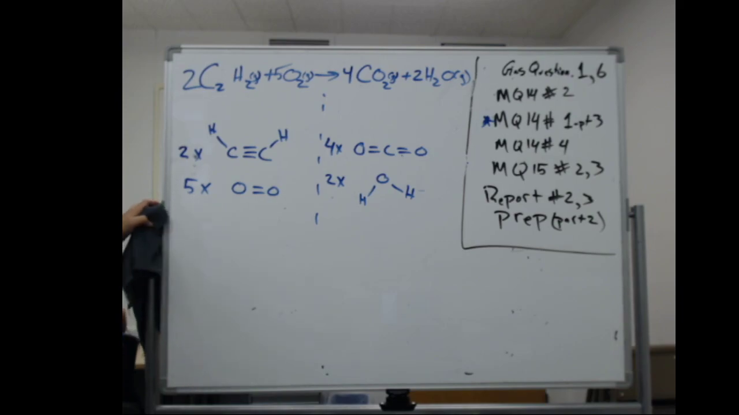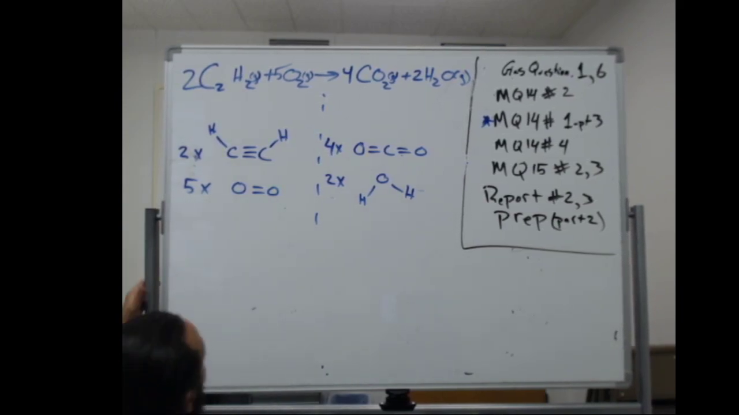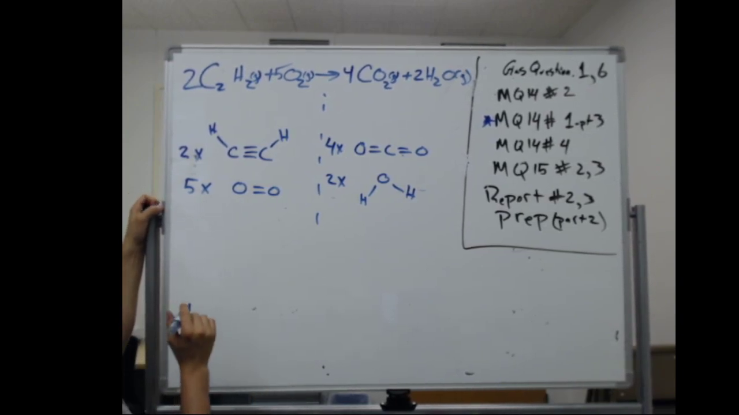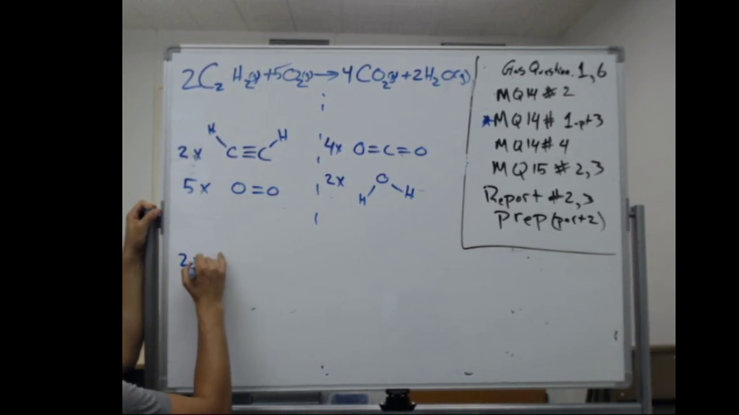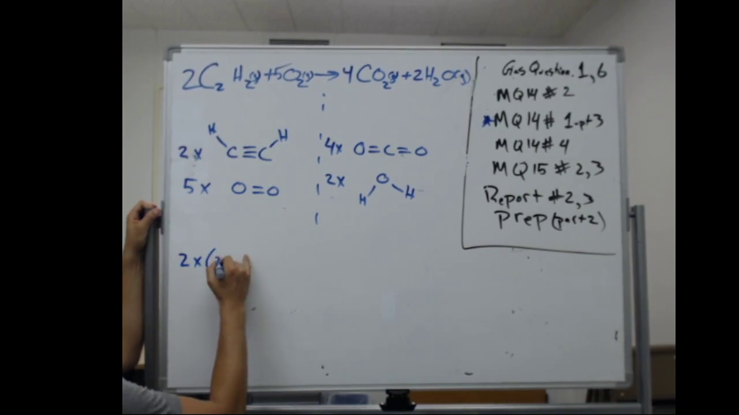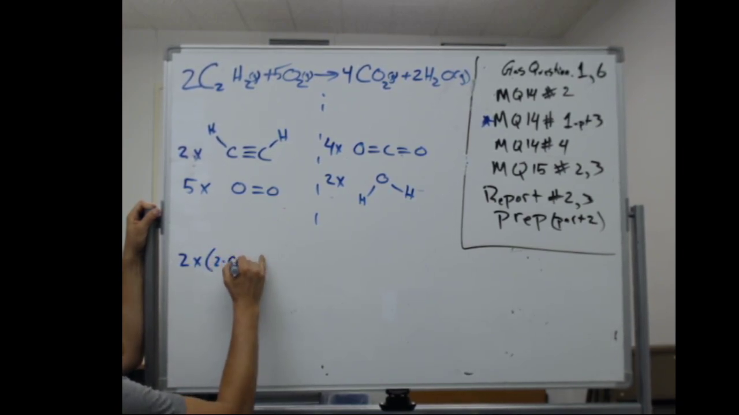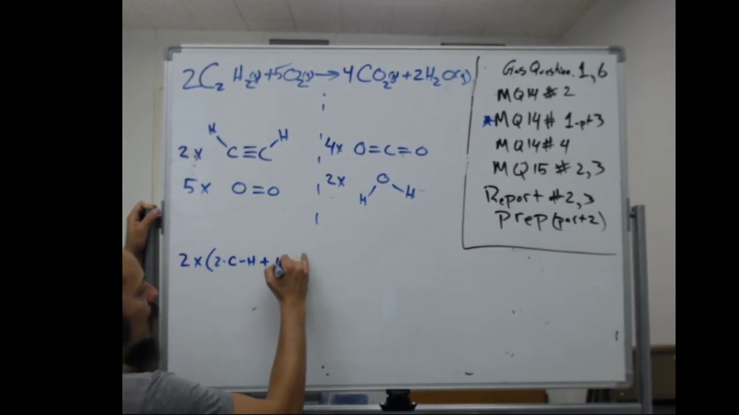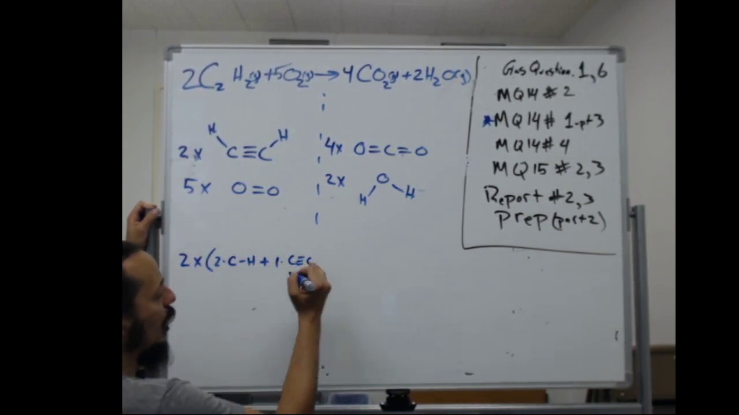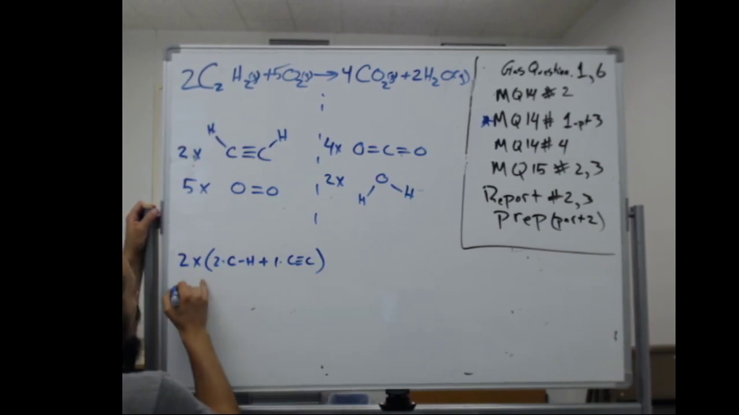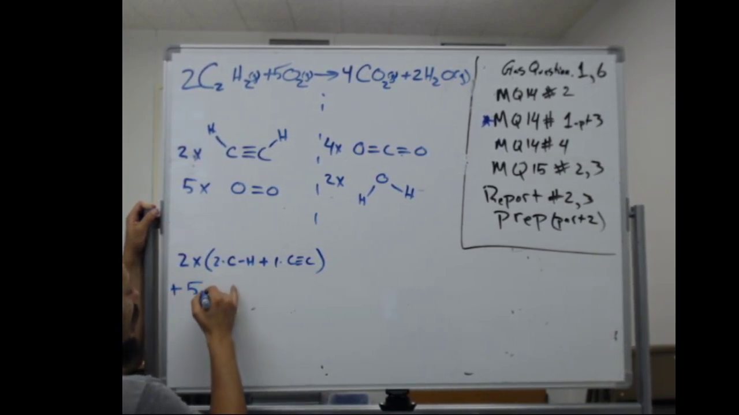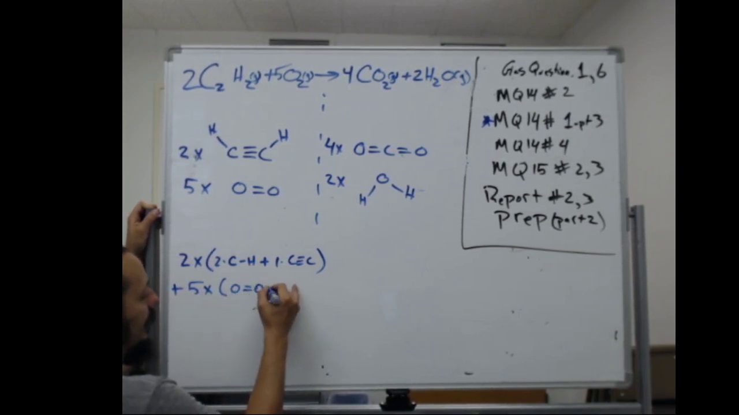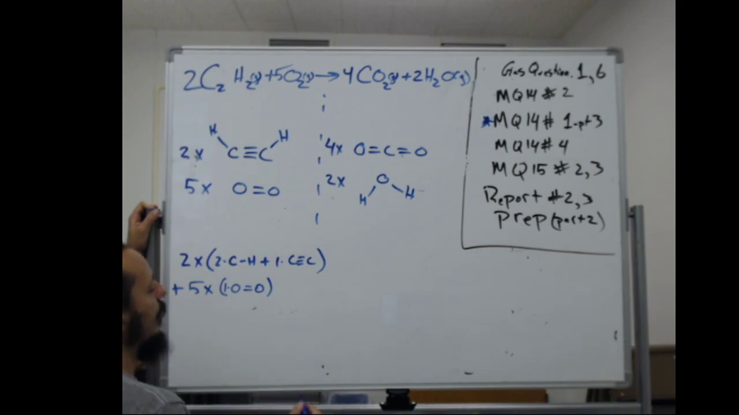So when I do this, I like to do it separately, products and reactants, so I'm just going to focus on the reactants first. I'm going to need 2x, 2 carbon hydrogen bonds plus 1 carbon triple bonded carbon. And I'm also going to need 5x oxygen double bonds. And there's just one of those for each, right?